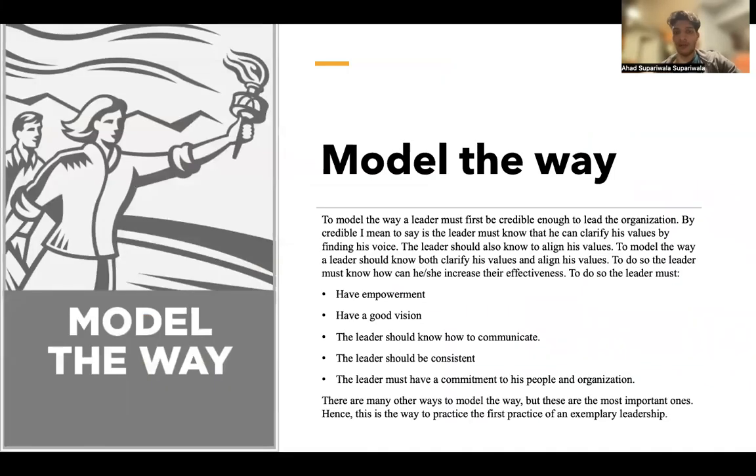I would like to explain model the way for now. Model the way means that a leader must be credible enough to lead the organization. By credibility, I do not mean that the leader should only be credible to lead the organization. I mean to say is that the leader must have the clarify values to find his own voice, and then the leader must know how to align his values. The aligning of his values is also important after finding his own voice. To do this, leader must know how to increase his effectiveness for his employees. To increase his effectiveness, the leader must have the empowerment over them.